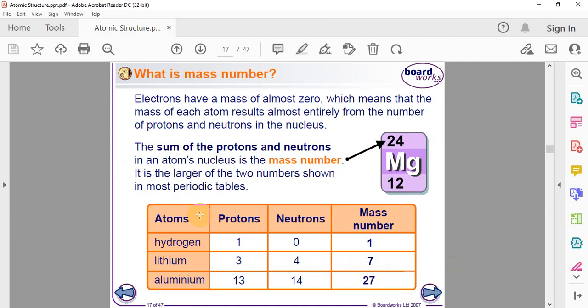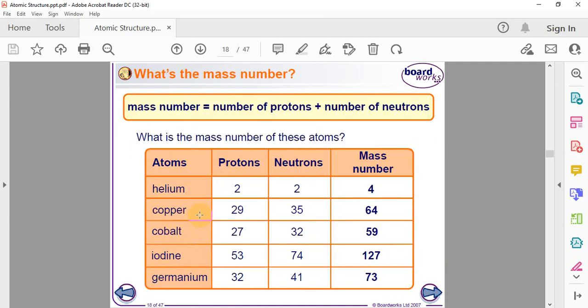Aluminium has 13 protons, 14 neutrons. 13 plus 14 gives us 27 mass number. So what is the mass number of these atoms? We have helium. Protons 2 plus neutrons 2 gives us mass number of 4. Cobalt. Protons 27, neutrons 32. 27 plus 32 gives us 59. Germanium. Protons 32, neutrons 41. 32 plus 41 gives us 73.